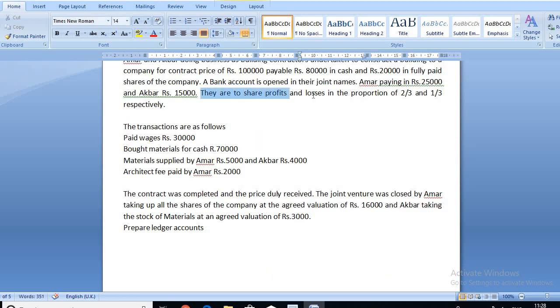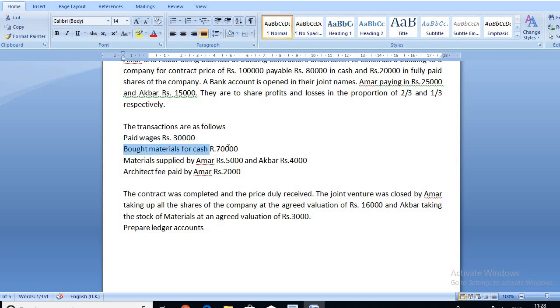They will share the profit and losses in the ratio of 2/3 and 1/3. This is the profit and loss ratio. And the next transactions are as follows. First, they paid wages of 30,000. So who will make payment? Joint bank, because no specific information is given regarding who paid wages. So in that circumstance, 30,000 will be paid by joint bank.